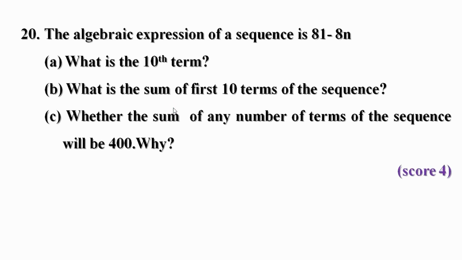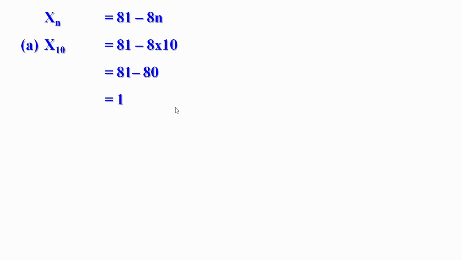Given that the algebraic expression is xn equal to 81 minus 8n, let us find the 10th term at first. To find the 10th term, we have to replace n by 10. That is, 10th term equal to 81 minus 8 into 10. That is 81 minus 80. Or the 10th term is 1.